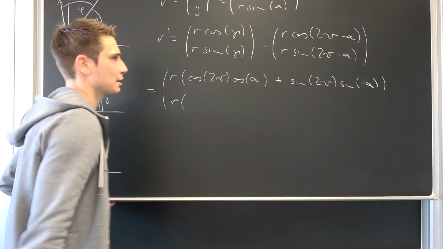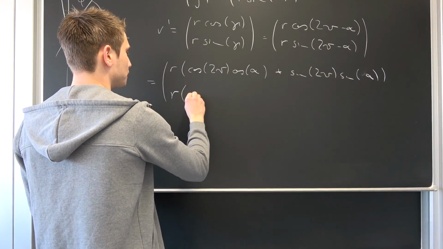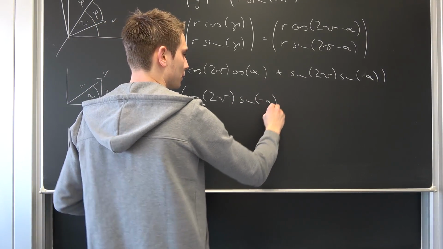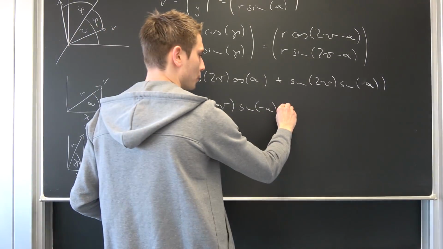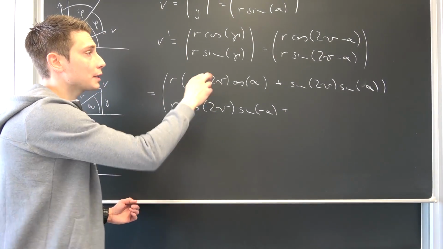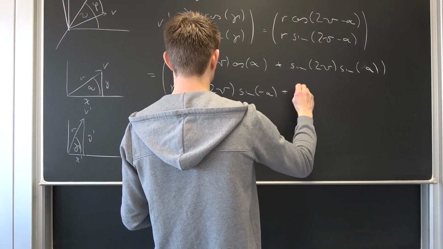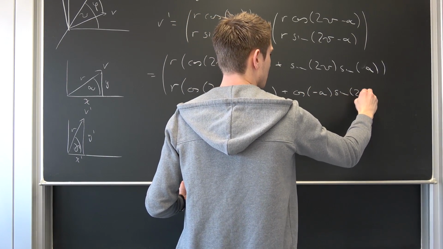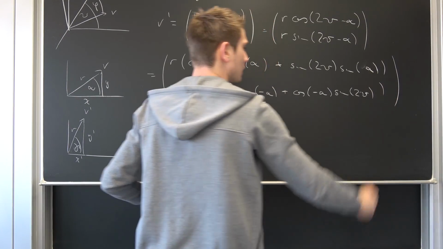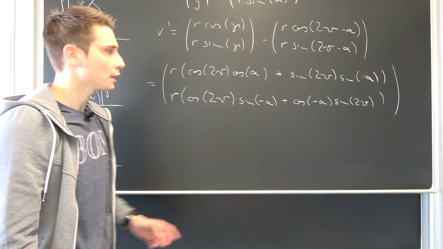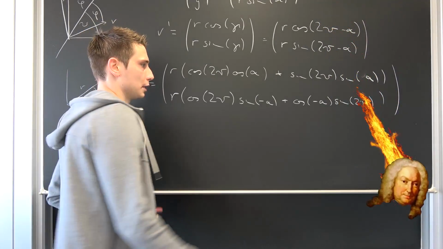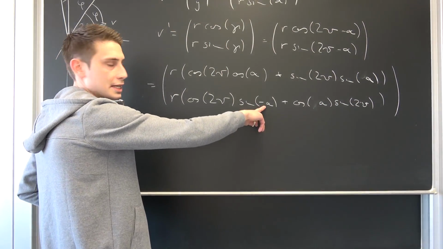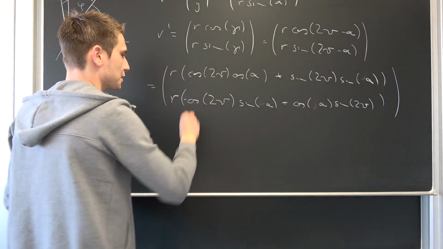Now we have r times cosine of 2 times theta times the sine of negative alpha. And then we have a positive sign right here in the addition formula in the normal case. And then we have the cosine of negative alpha times the sine of 2 times theta. Closing off everything. Cosine of negative alpha, well, it really doesn't quite matter. It's just the cosine of alpha, it's an even function. But we can drag this negative sign, just like before, to the outside.